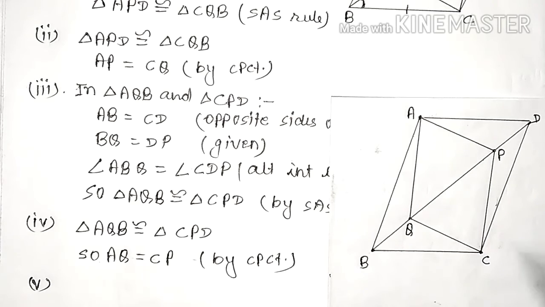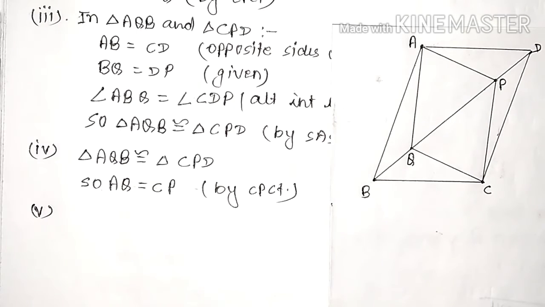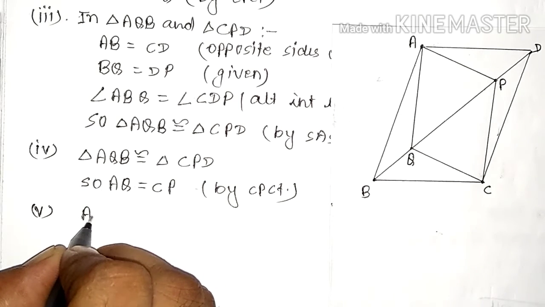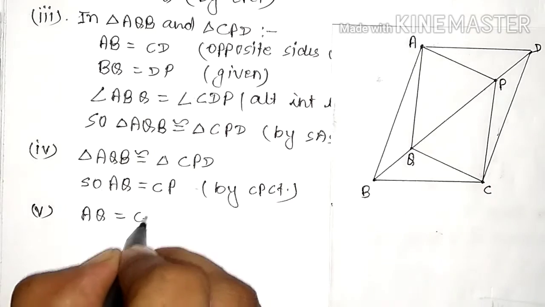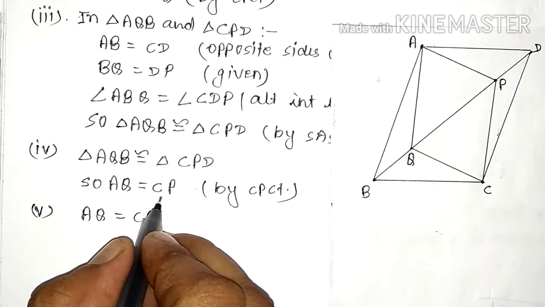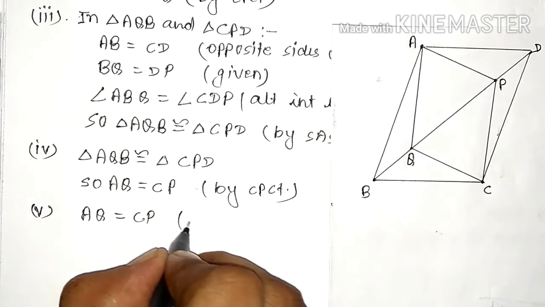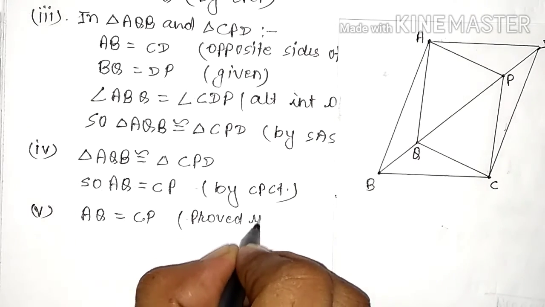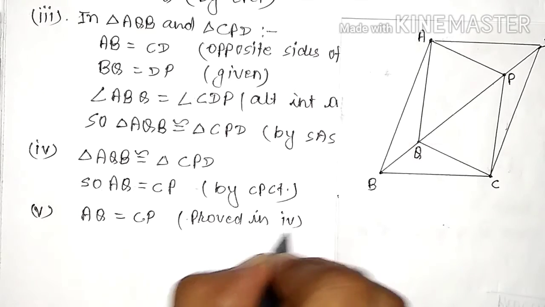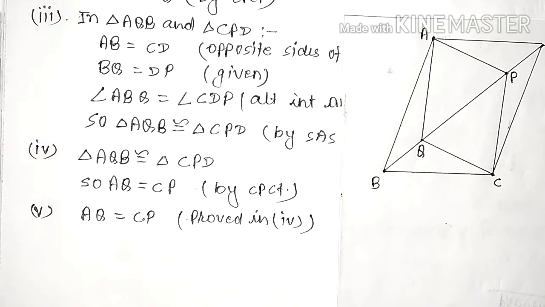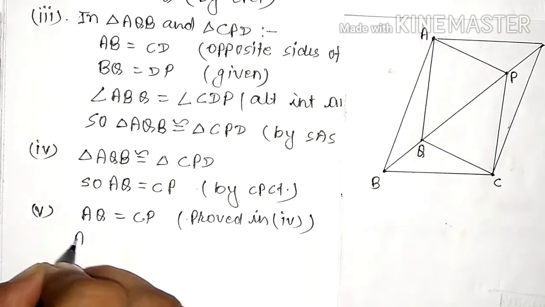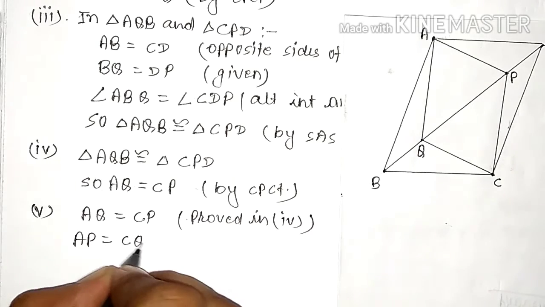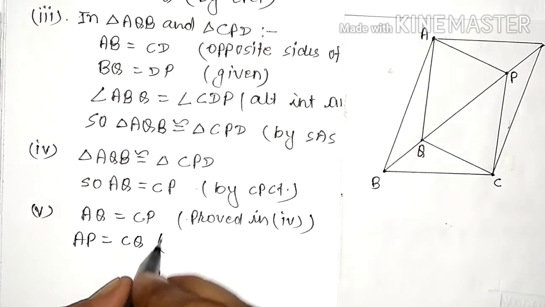We have proved already AQ is equal to CP. This one we have to prove just now. This is proved in fourth part. And AP is equal to CQ. This is also proved in second part.